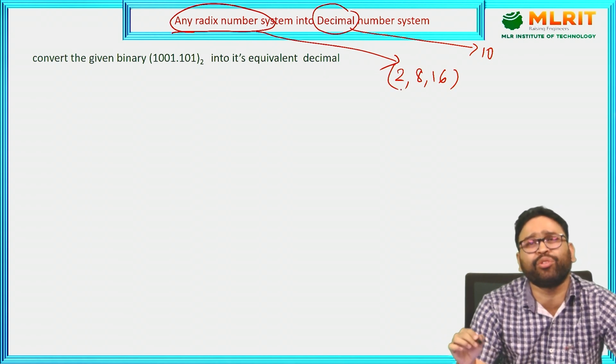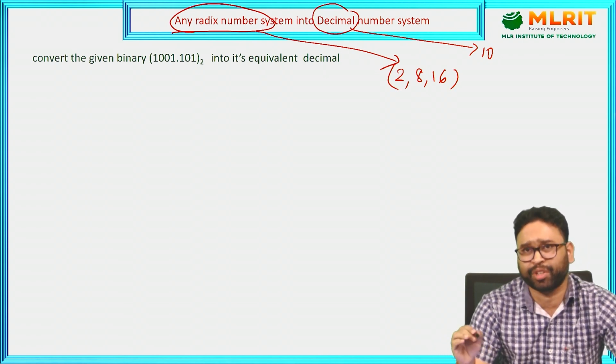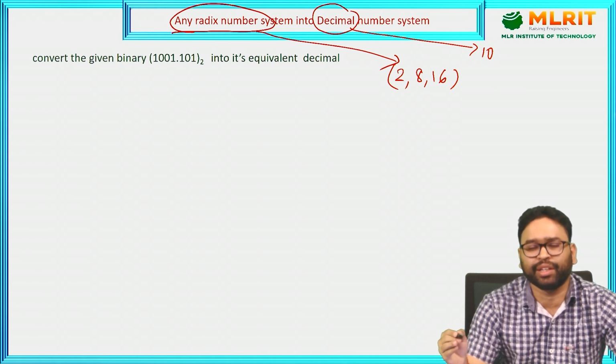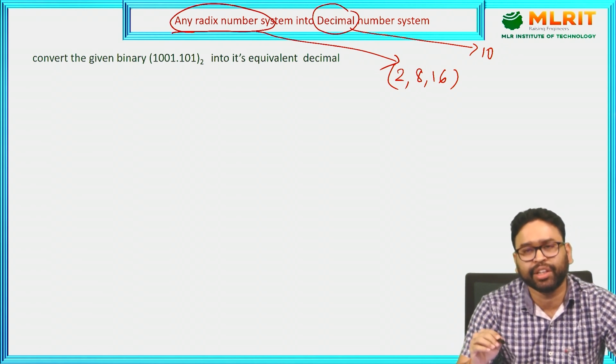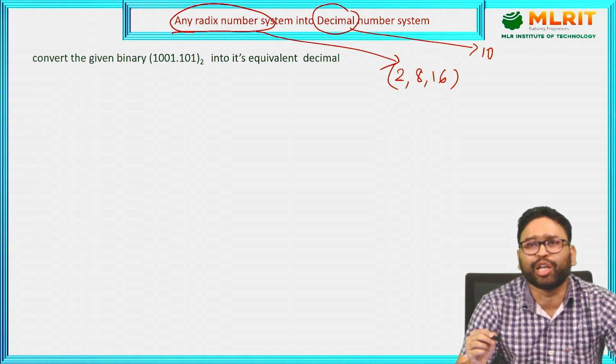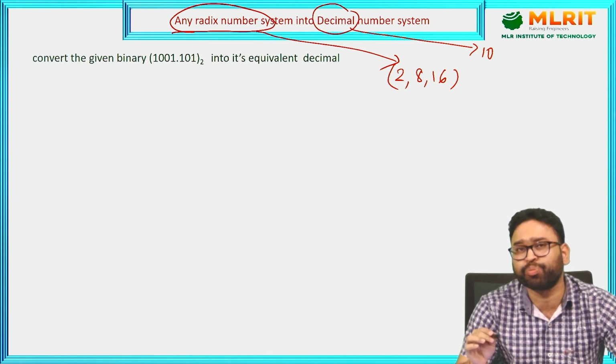That means we are trying to convert these types of number systems into their equivalent decimal value. In that case, remember only one thing: you are supposed to multiply each and every digit with its positional weightage, then add them to get the equivalent decimal value. You are supposed to multiply each and every digit with its positional weightage.